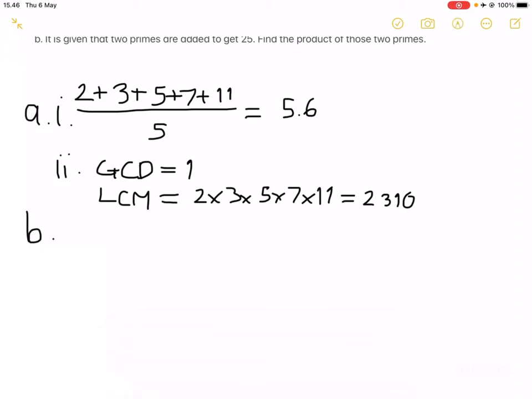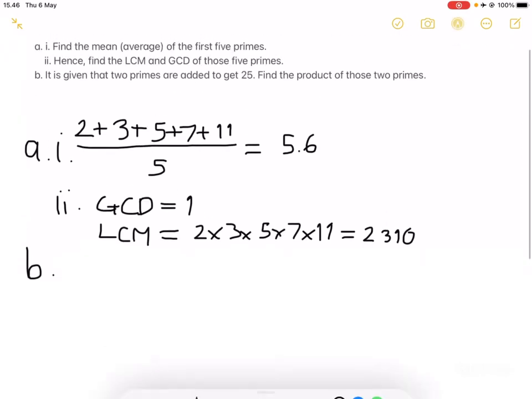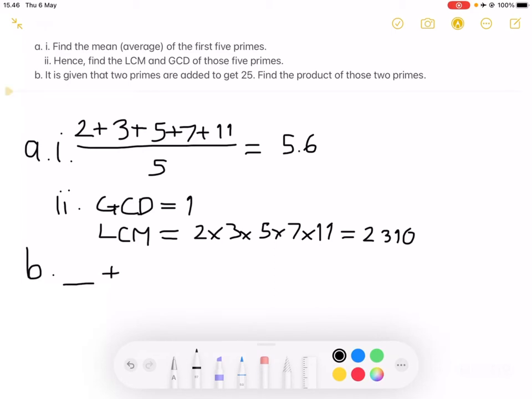Alright, for part B, this is a bit interesting. It is given that 2 primes are added to get 25. Find the product of those 2 primes. So let's just set up an equation like so. Notice that 25 is odd. What parity of number plus what parity of number gives an odd number? The answer is that one must be odd and the other one even, or both can be switched, whichever you would prefer.